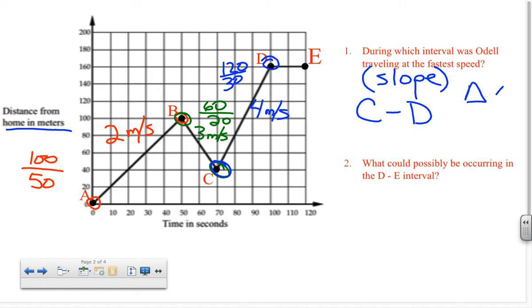Which, like I said, is change in y divided by change in x. Rise over run.